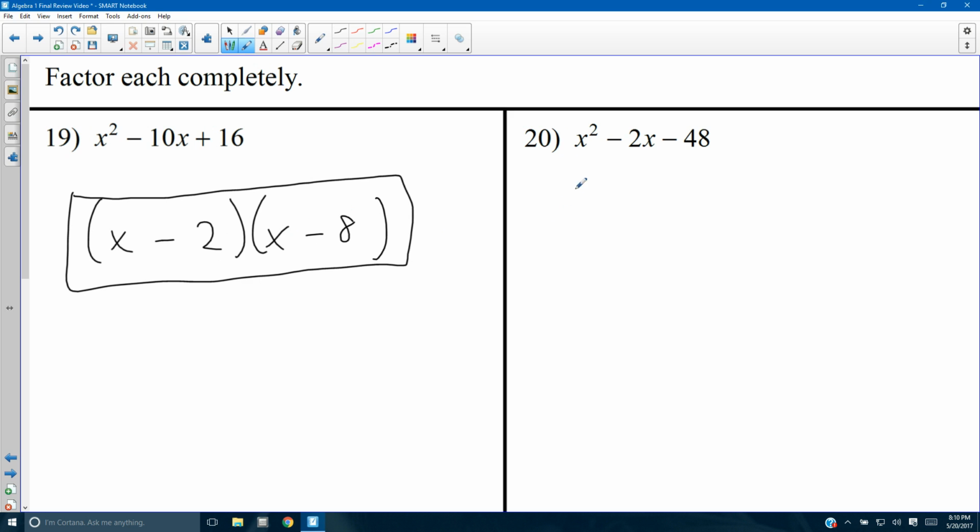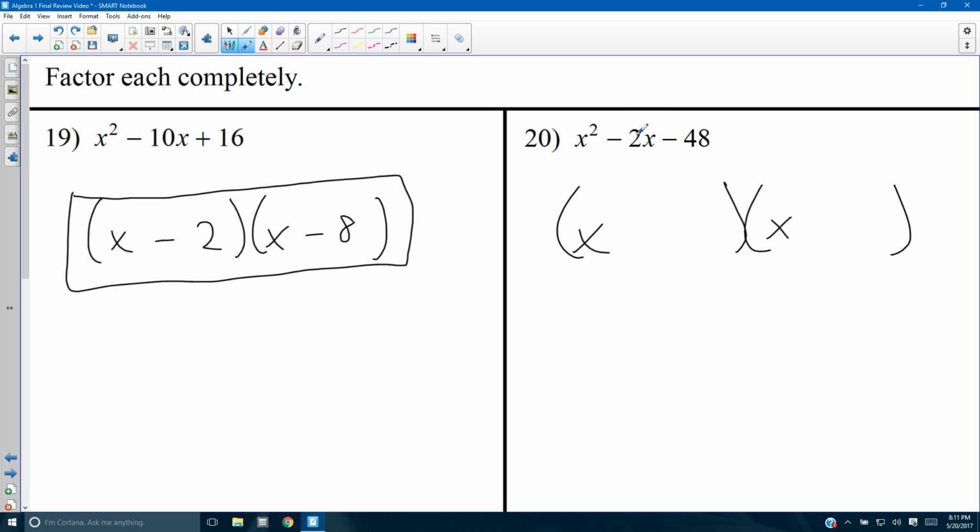1x squared, right? X and x. Two numbers that multiply to negative 48 and add to negative 2. Well, 1 and 48, 2 and 24, 3 and 16, 4 and 12, 6 and 8. And that's it. Negative product means one number negative, one number positive. Negative sum means larger numbers negative.